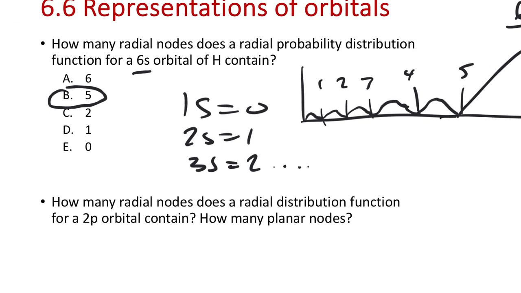Then another question might be, how many radial nodes does the radial probability distribution function for a 2p orbital contain? How many planar nodes? So this would be 0 radial nodes and then 1 planar node.